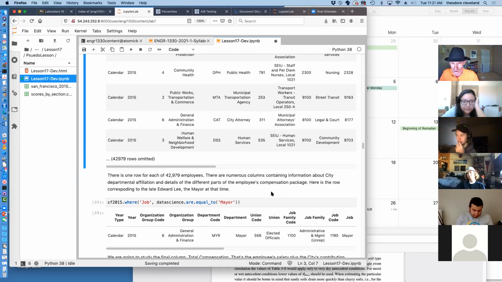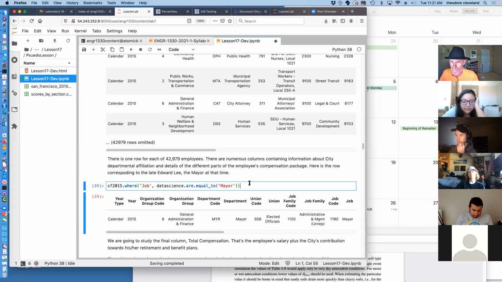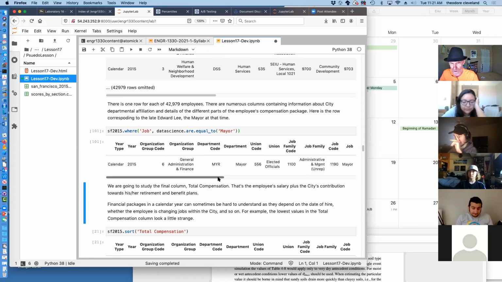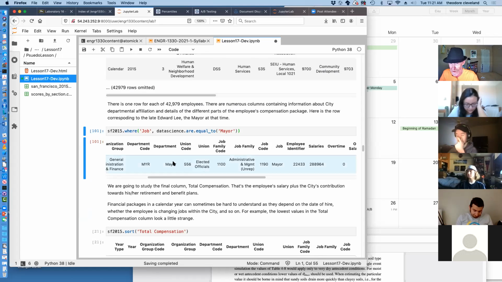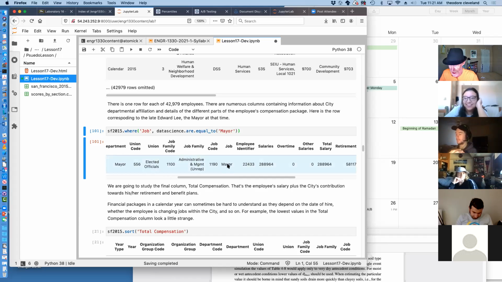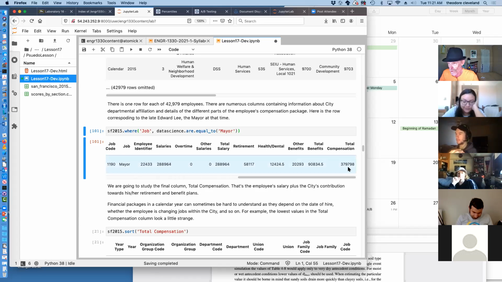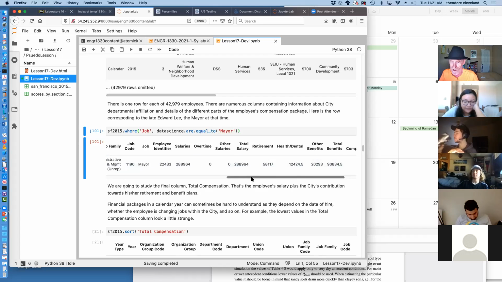And here's the row that corresponds to the mayor, which in 2015 was Edward Lee. And so he is in general administration and finance. His department code is mayor. His department is mayor. He is in the elected officials union. Go figure, California would have one of those. And his job is mayor. And his total compensation, $379,000 per year. Of that, a fair amount was benefits other than salary. And the retirement didn't help him much since he ended up dead.